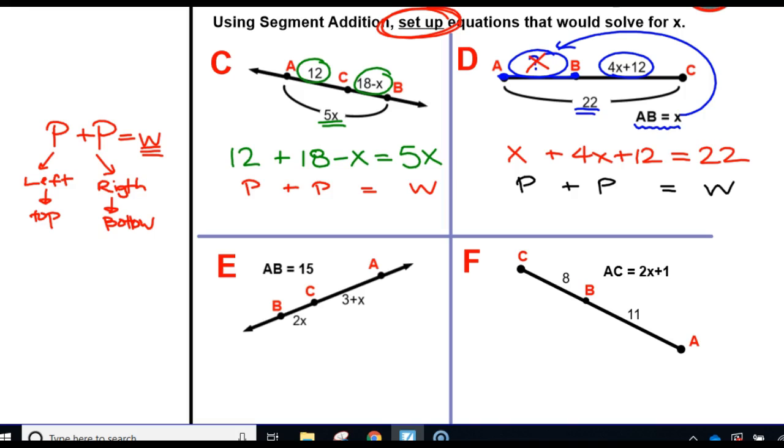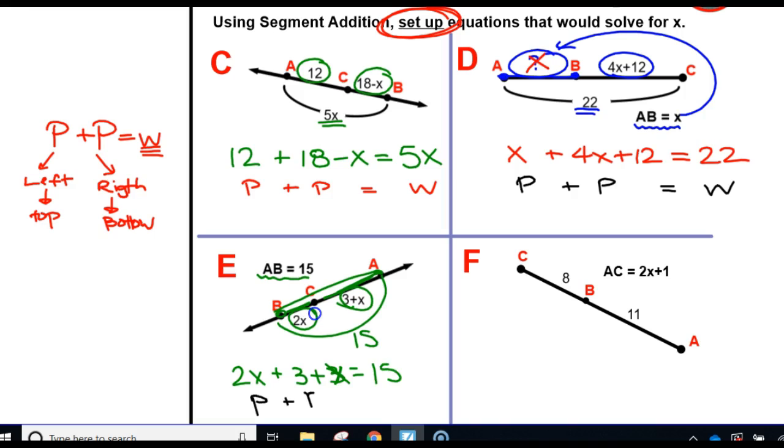Jump down to E. When I look at E, I do see the 2x underneath BC, and I see the 3 plus x underneath AC, but I don't see the whole. And again, always look at all the information. It says A to B. Here is A, here is B. In this case, they give me the whole part instead of the part like we did in D. So for this guy, it's 2x plus 3 plus x equals 15. Part plus part equals whole.